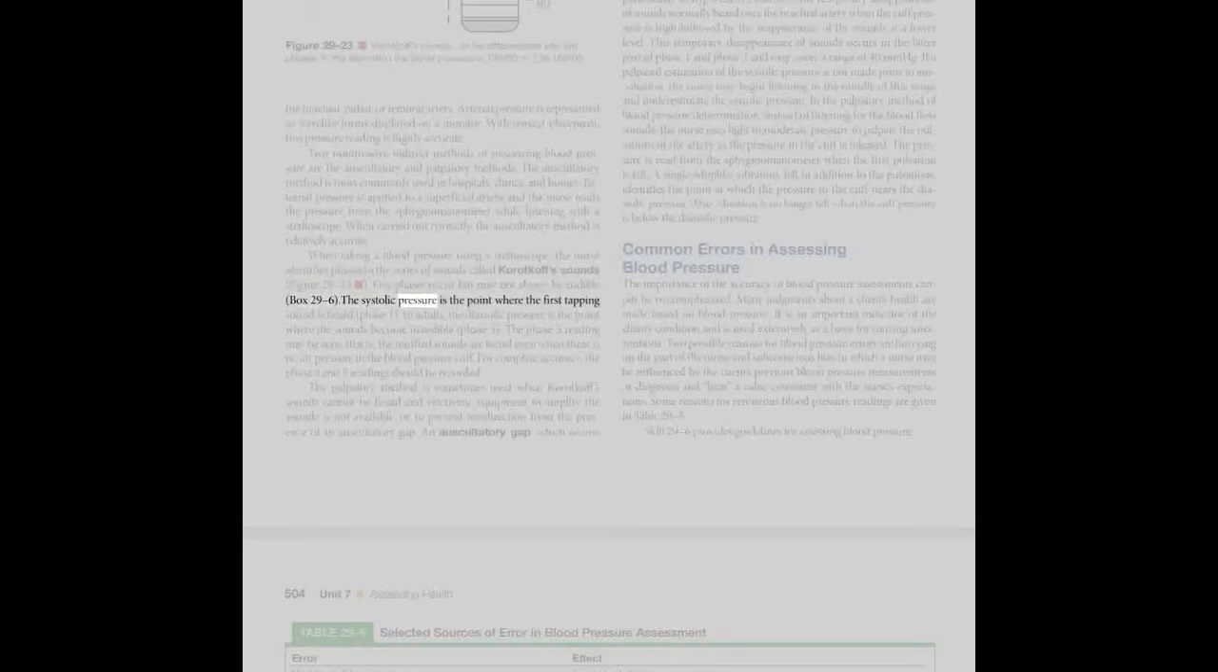The systolic pressure is the point where the first tapping sound is heard, Phase 1. In adults, the diastolic pressure is the point where the sounds become inaudible, Phase 5. The Phase 5 reading may be 0, that is, the muffled sounds are heard even when there is no air pressure in the blood pressure cuff. For complete accuracy, the Phase 4 and 5 readings should be recorded.